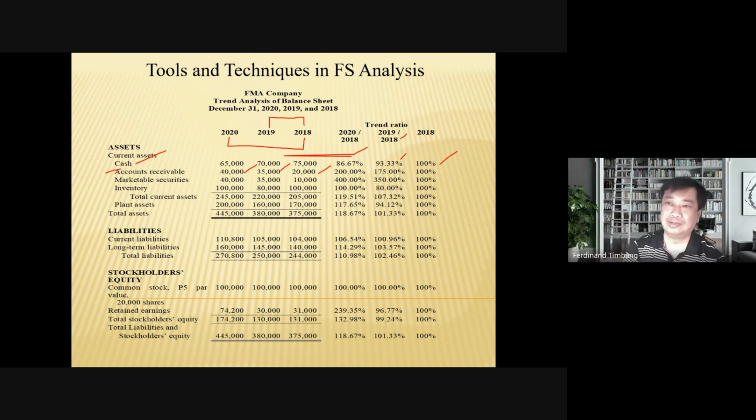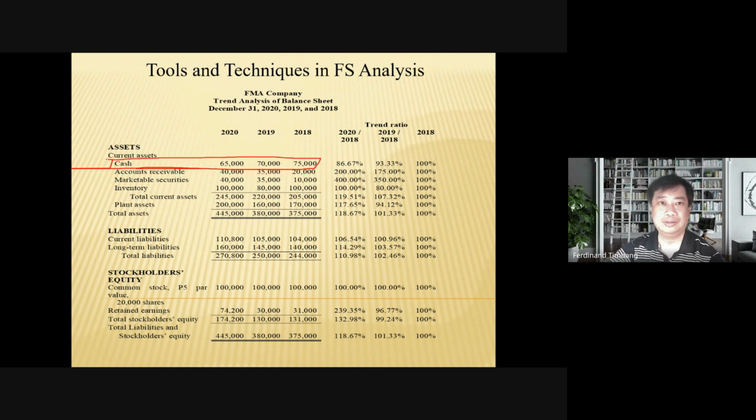Then another possible reason for the decline in cash is because you put your money in the marketable securities. Kasi tumaas din to. So at least nakakagawa ka ng conclusion with regard to the increase or decrease. And when you do the financial statement analysis, you do not only analyze one particular account. Hindi po pwedeng ito lang ititingnan mo. You have to look at what are the other factors, or what are the other accounts affecting cash.